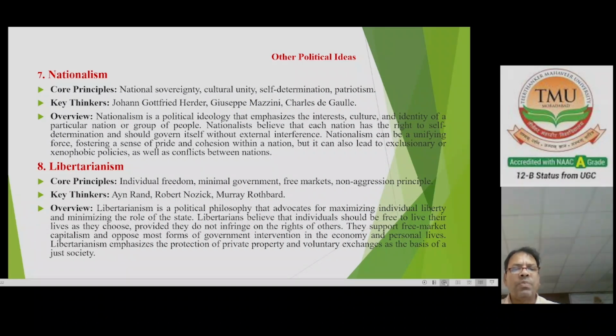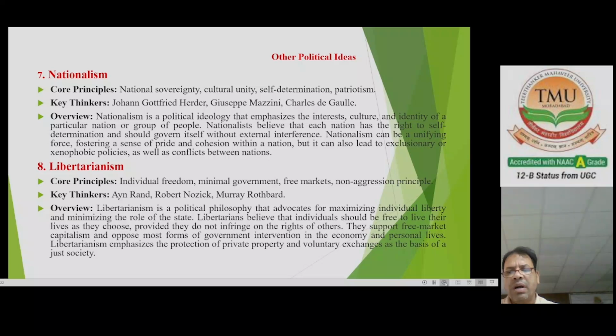Libertarianism's core principles are individual freedom, minimal government, free market, and the non-aggression principle, like Ayn Rand's and Robert Nozick's. Libertarianism is a political ideology that advocates for maximizing individual liberty and minimizing the role of the state. Libertarians believe that individuals should be free to live their lives as they choose, provided they do not infringe on the rights of others.